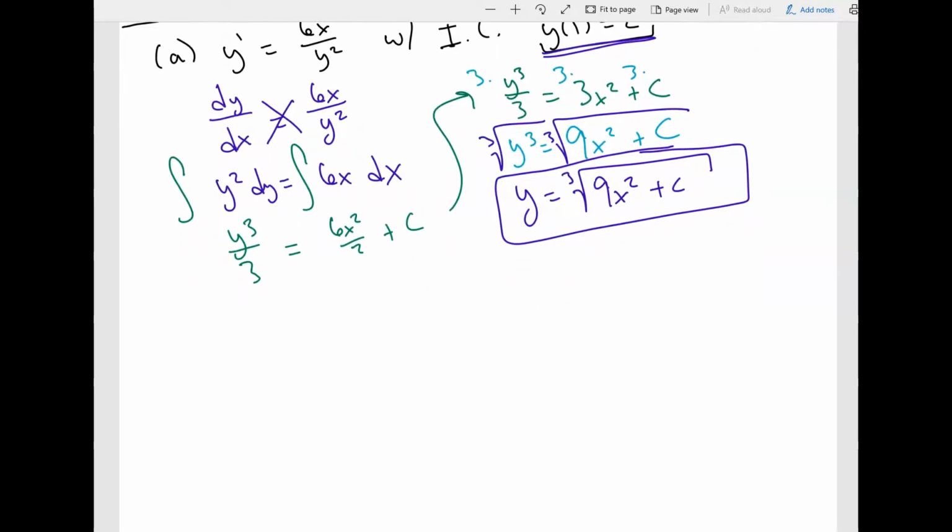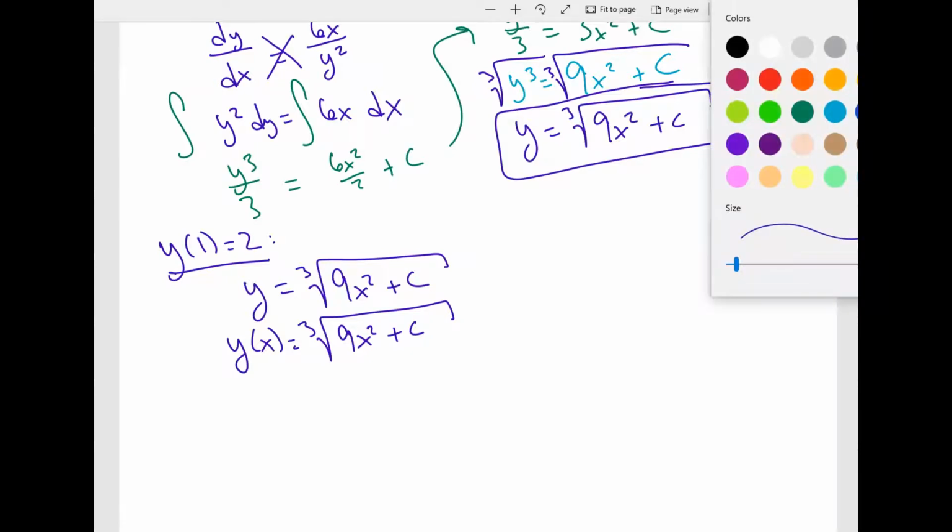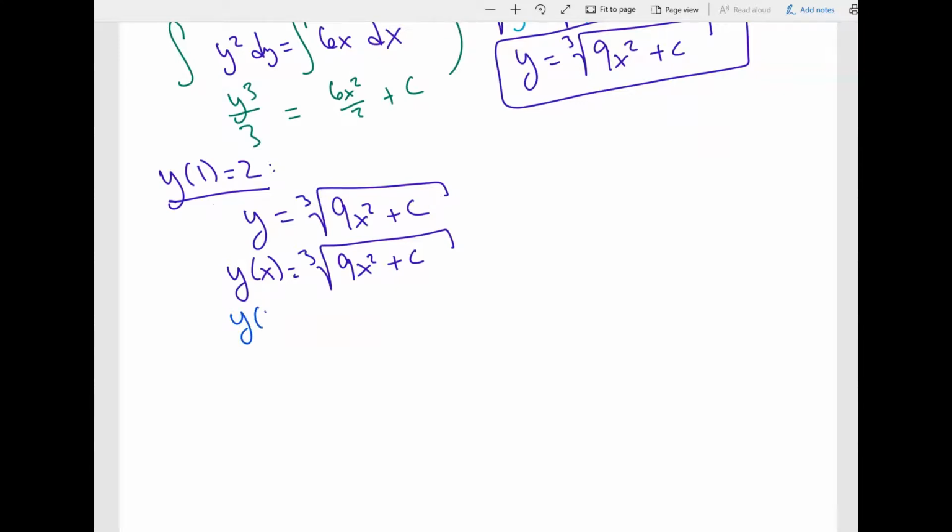All this means is that I'm now going to use y of 1 equals 2. Right now we have y is equal to the cube root of 9x squared plus c. You can think about it like this: y of x is equal to the cube root of 9x squared plus c. Changing the y to y of x, because y is the same thing as f of x. Now we're going to plug in this 1. So y of 1 is equal to the cube root of, wherever I see an x, I plug in a 1, 9 times 1 squared plus c. And now we're going to solve for c.